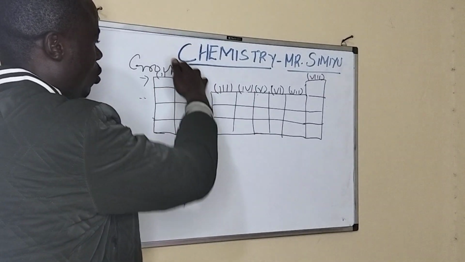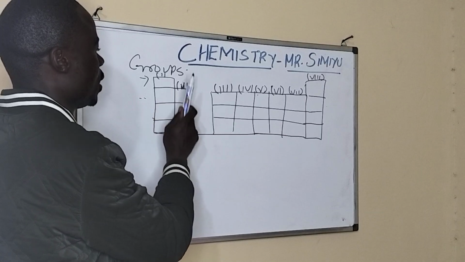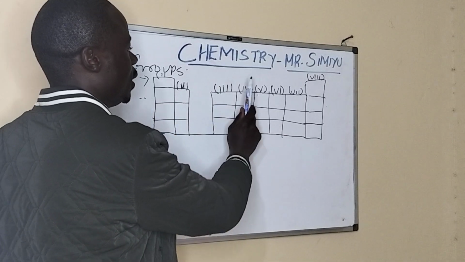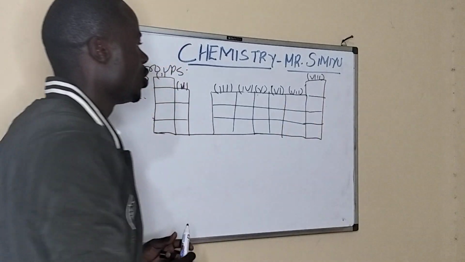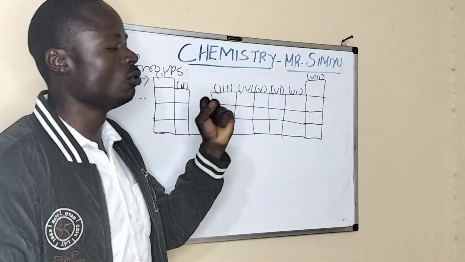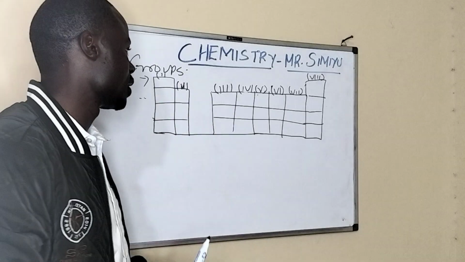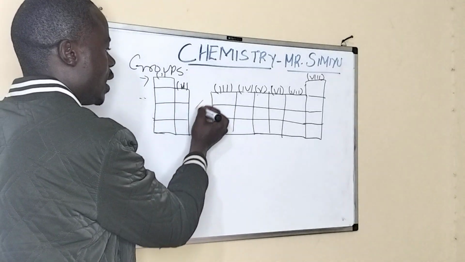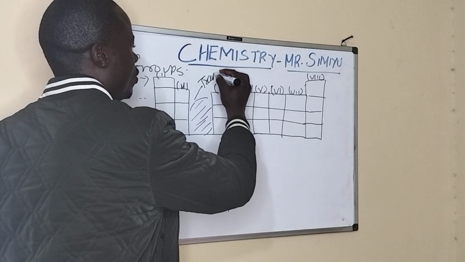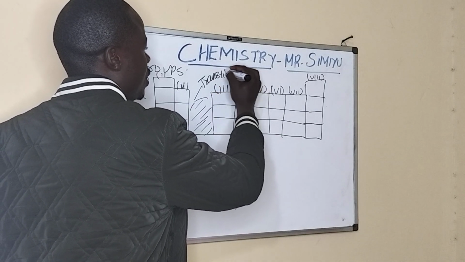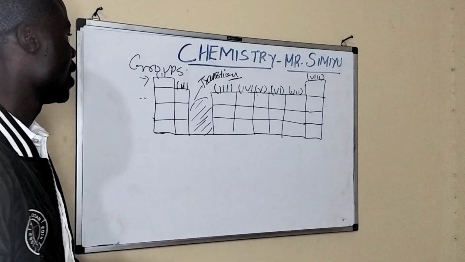So we find that this group 1, group 2, group 3, group 4, group 5, group 6, group 7, group 8. So we normally have 8 groups when we arrange those 20 elements. And then we have said that these elements that are found here, these are transition elements. So we shall also look at the characteristics of transition elements. We have groups, we have periods.